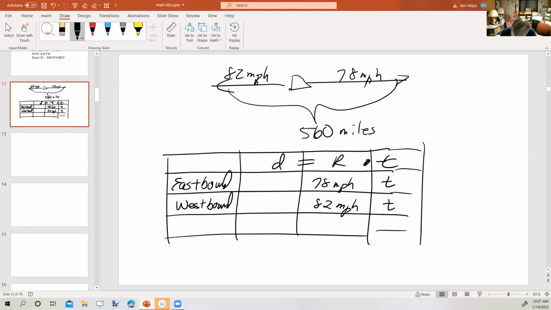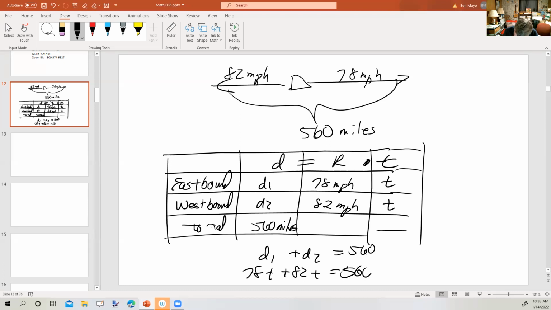So let's see here. What do we know about the total distance? Let's call this D1 and D2. The total distance is 560 miles, right? So it seems to me that D1 plus D2 equals 560, right? But what's distance one? It's 78 times T. Distance two is 82 times T. So we get the following: 78T plus 82T equals 560.